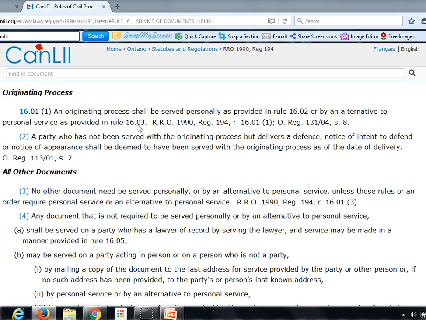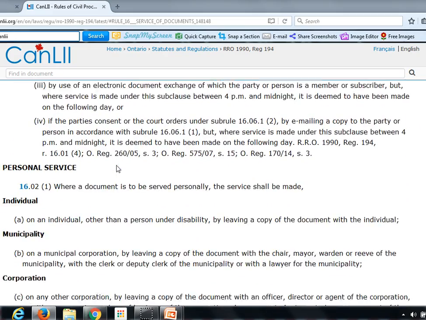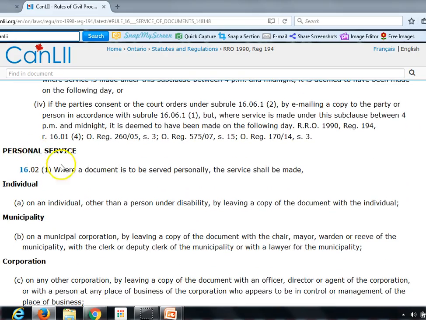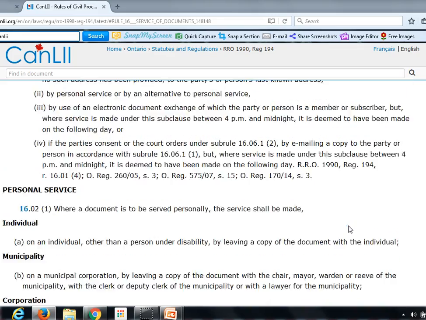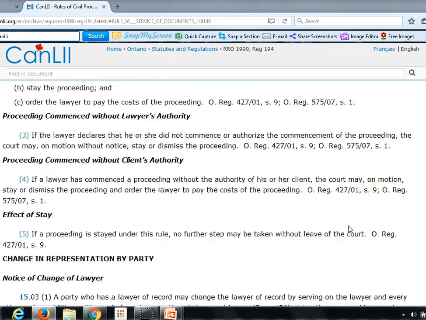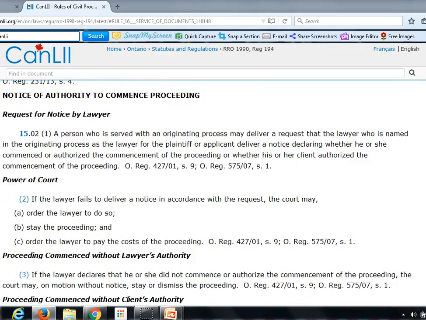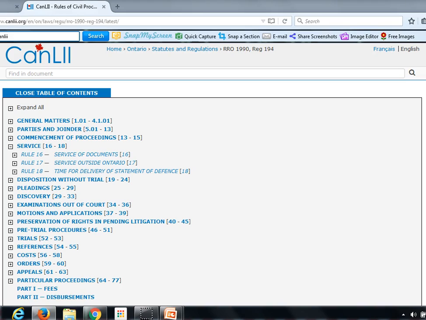So you go down to 16.02, and it says personal service, and then it goes on to define what a personal service is. So this is a flavor of what these rules are, and in further lectures we'll pick on each rule and talk about it briefly so you get an understanding of what these rules are. I talked about Courts of Justice Act, so let's quickly look at it.